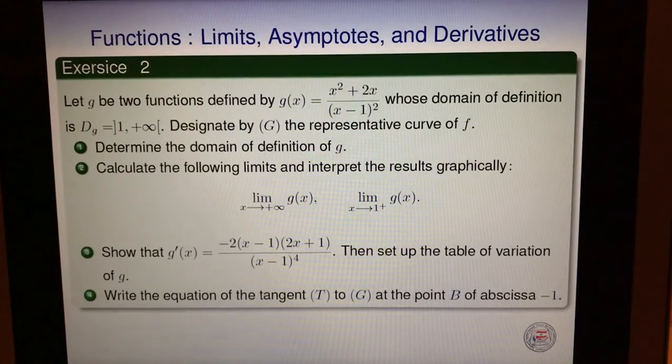So before ending this lecture, as homework, please try to solve this exercise number 2. In the next video, I will solve this exercise, but please try to do this exercise as much as you can. And then in the next video, we will do the solution together.